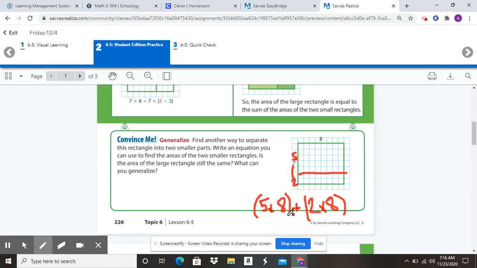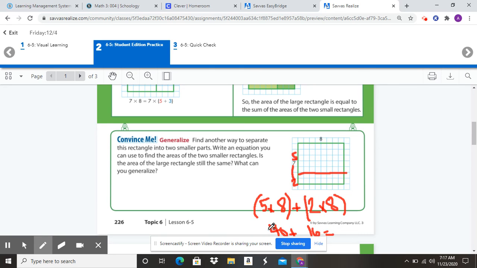So what's 5 times 8? Well, I can skip count by 5. So that's 5, 10, 15, 20, 25, 30, 35, 40. So that will be 40 plus, what's 2 times 8? 2 times 8 is 16. So what's 40 plus 16?